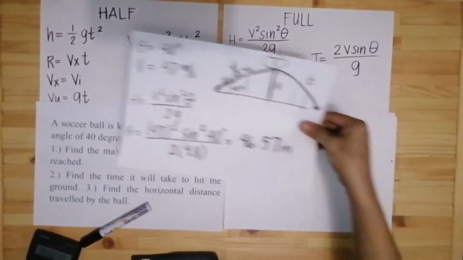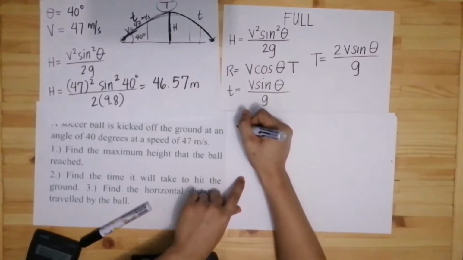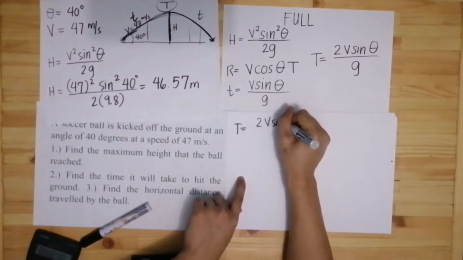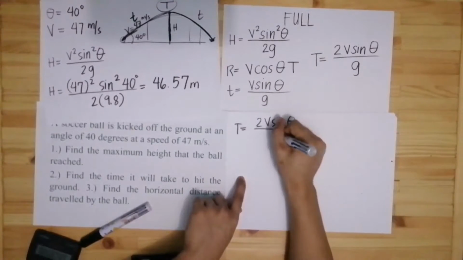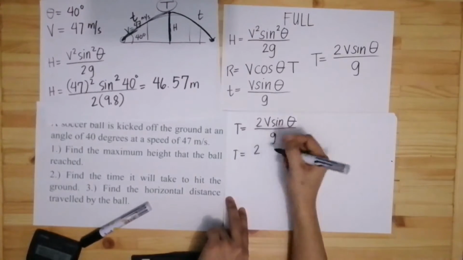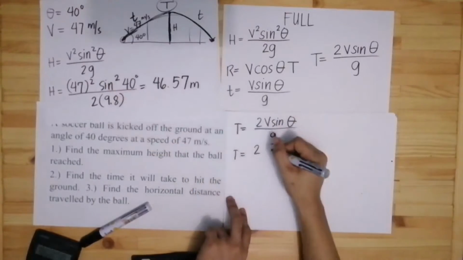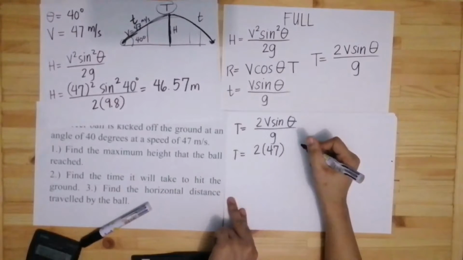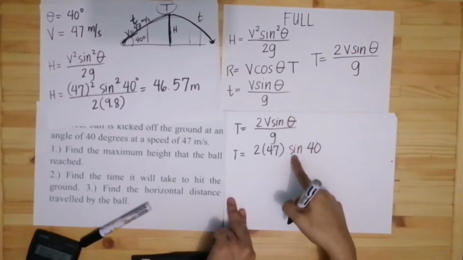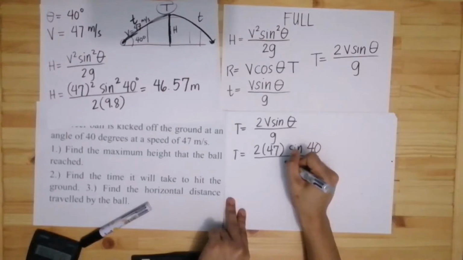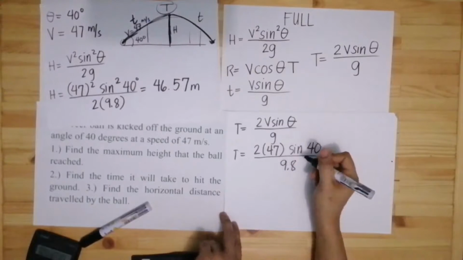T. So, T equals 2V sine theta over G. So, total time is equal to 2 V is 47. Yun yung given kanina, ito. Then, sine 40. Wala nang squared, sine lang, pagka total time. Divided by 9.8 meter per second squared.